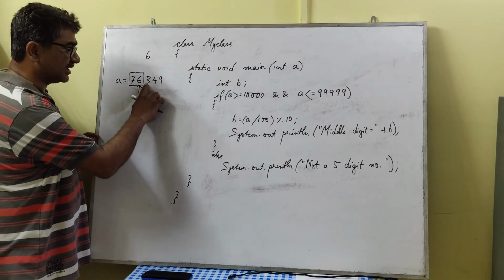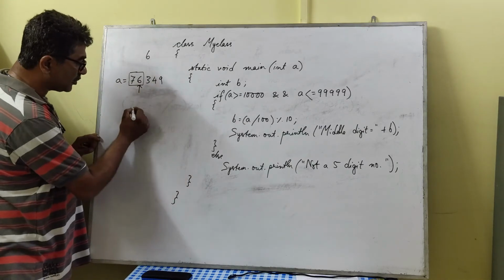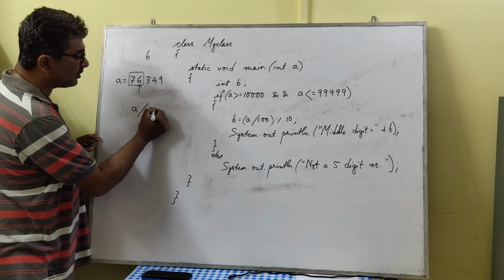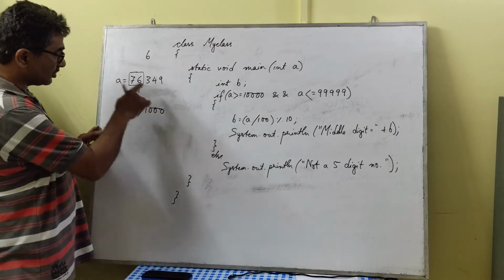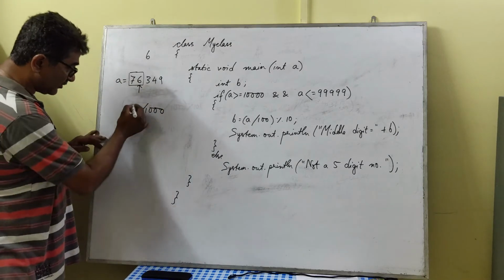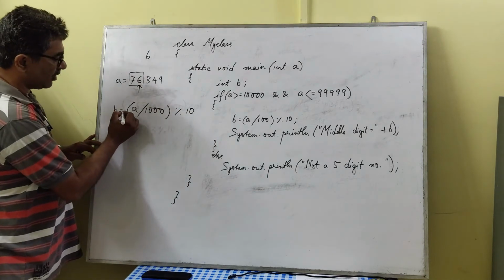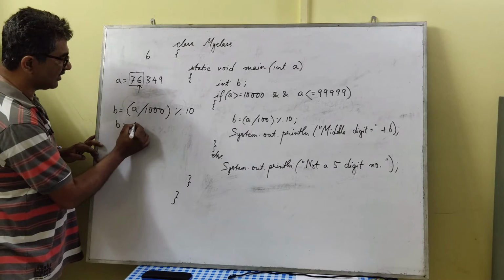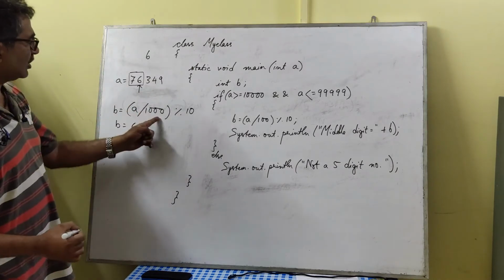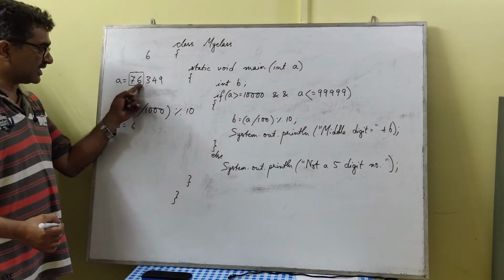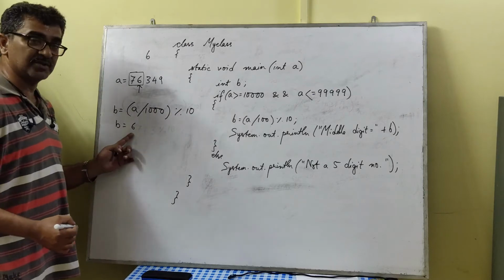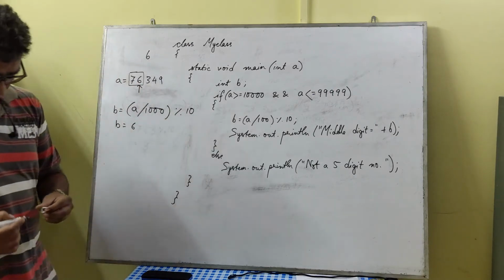Now look at this. After this, how many digits are there? 3 digits are there. So we are going to divide the number by 1000, so that we get the first 2 digits. Now this, on giving modulus 10, what gets stored inside B? B will get the value 6. A modulus 1000 is going to give you 76. 76 modulus 10 will give you 6, which happens to be the second digit.